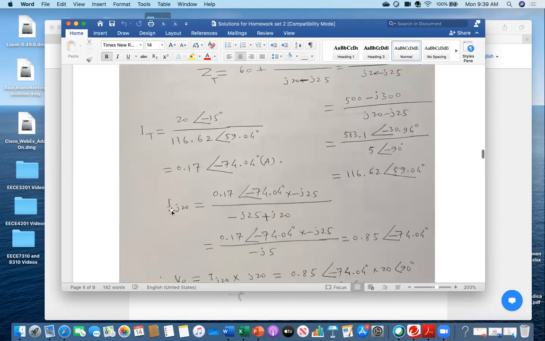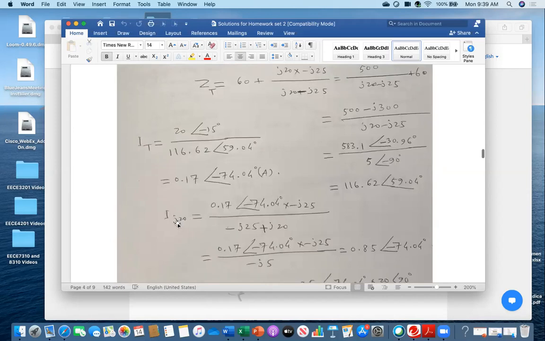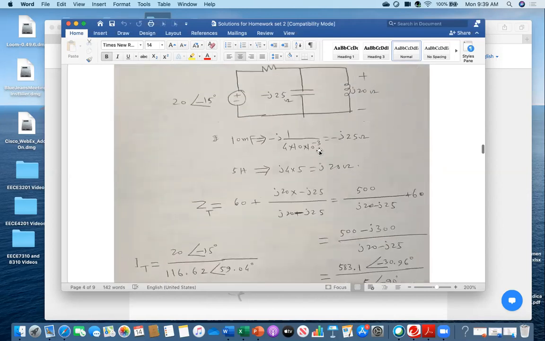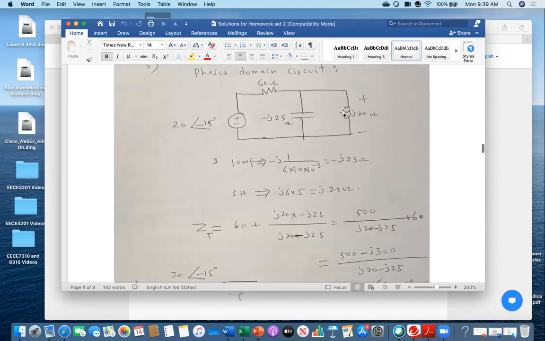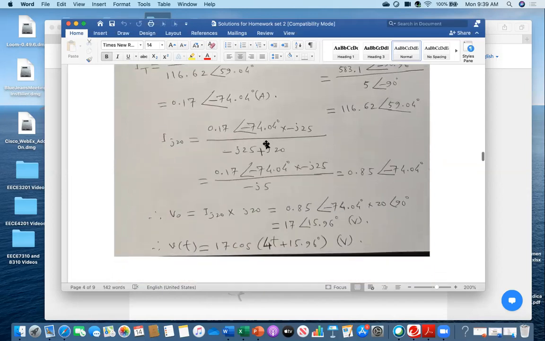Sorry, here. I j20 ohm. I want to find out the current flowing through this one. So that's why I gave the name I subscript j20, total current multiplied by the other impedance. When I am finding current for this one, I have to multiply this one. If I want to find out current in this branch, then I have to multiply with this one. You all remember, you can revise your current divider rule. So that I am doing, and then in the denominator, the sum of those two. So finally I got 0.85 angle minus 74.04 degree.